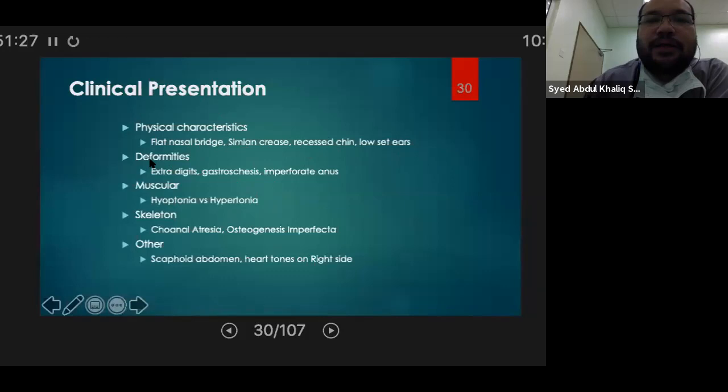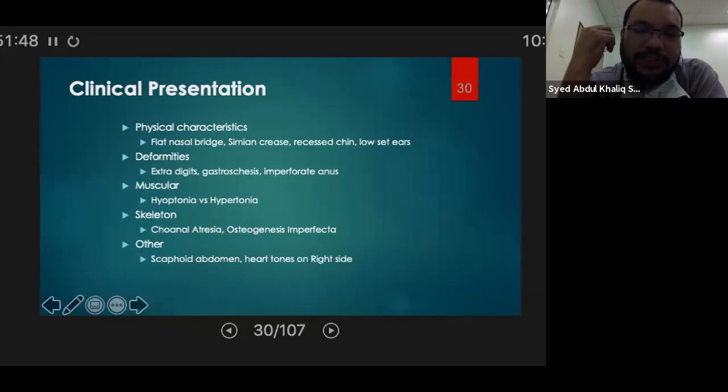And then, are there any other abnormalities, gastroschisis, perforated anus? So some of these are associated with lung problems as well. Whether there is hypotonia or hypertonia as well. And then things like, have you heard of Ondine curse? So there is a disease.